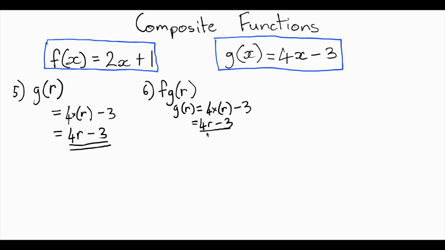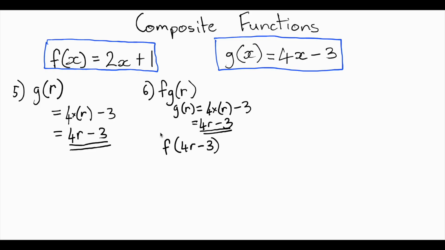Now, this here is our output for G of R. So our output for G of R is 4R minus 3. Therefore, this becomes our new input for F. Notice we're not doing anything different to what we did earlier. Literally, we're just taking our answer and putting it as the input for this one. So now, everywhere I see X in this F, I will replace it with 4R minus 3.